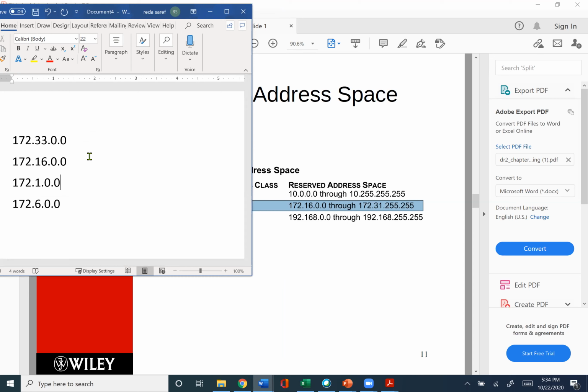The third one. No, it's not reserved. The second one is reserved. Yes. And why are the others not? Because they're public. Why are they public? Because look at the second octet, they're outside the interval of 16 and 31. They're out of the range of 16 and 31 in their second octet. That's what makes them public. Correct, you got the right answer.